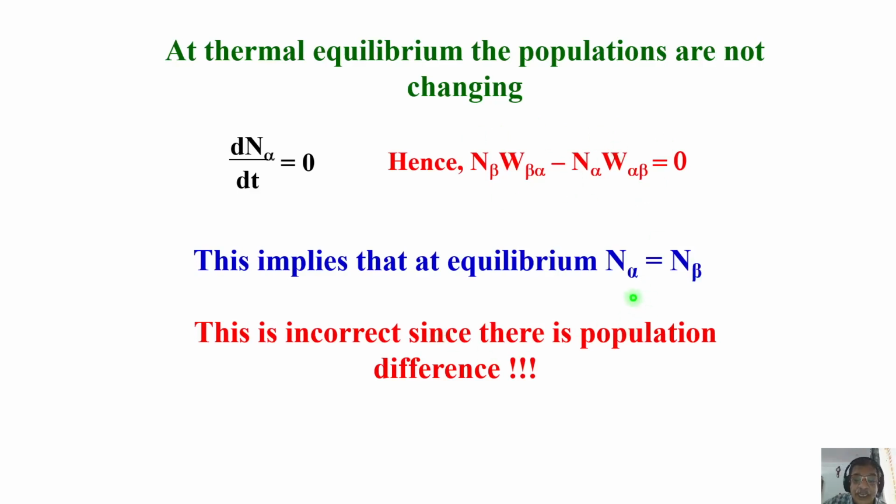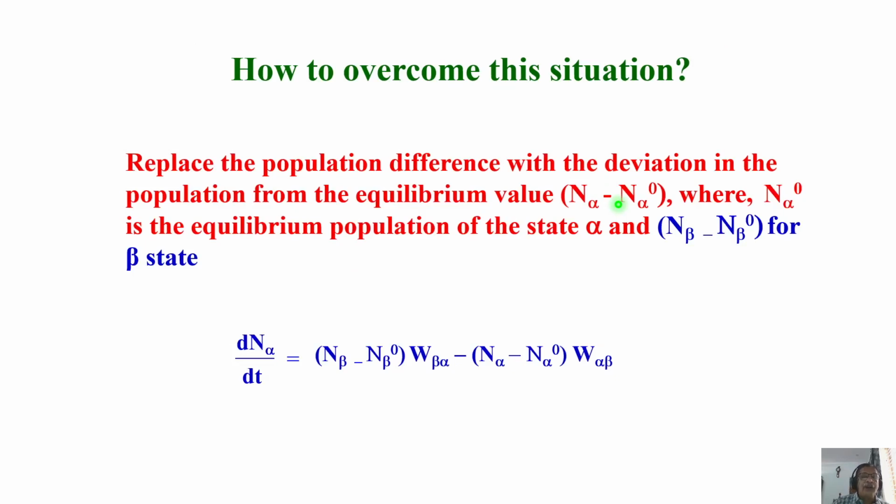This goes against our assumption, or goes against our conceptual understanding. This is incorrect because there is a population difference even at thermal equilibrium. Okay, the rate of change of population is not there, but that does not mean there is no difference in population. But it says there is no difference in population here. So this equation is not correct. How do you overcome this situation?